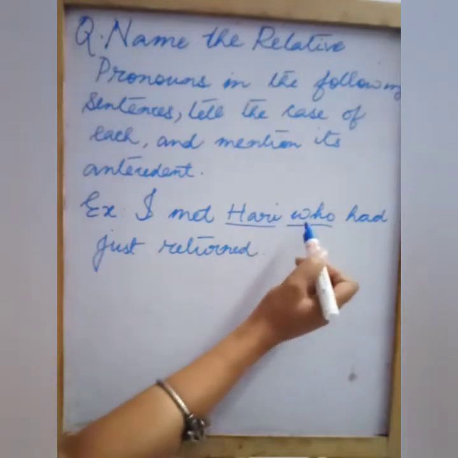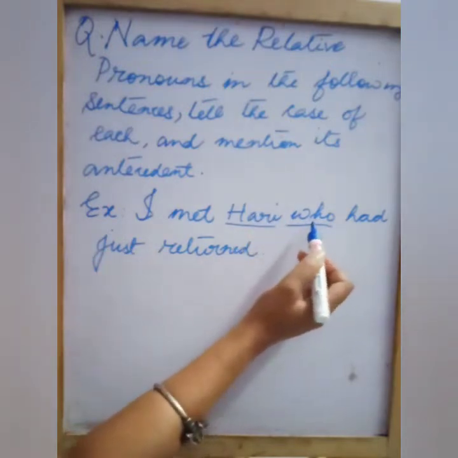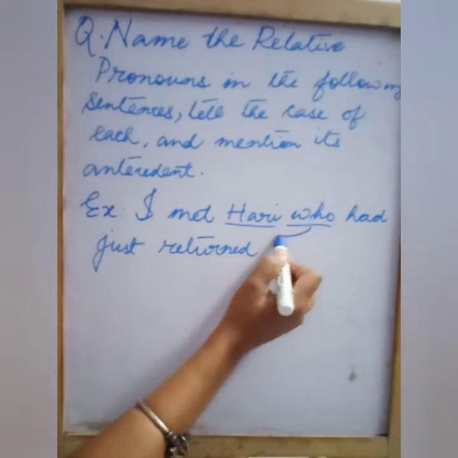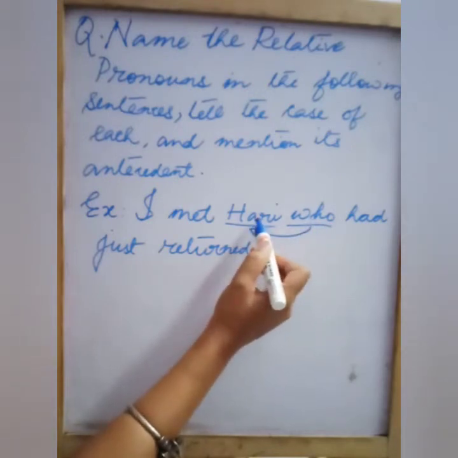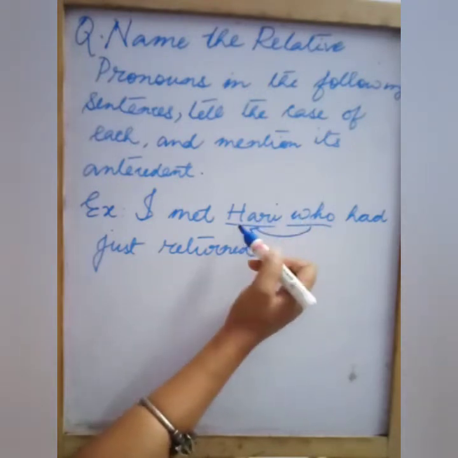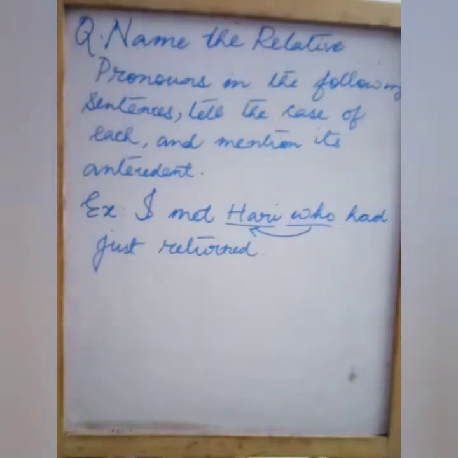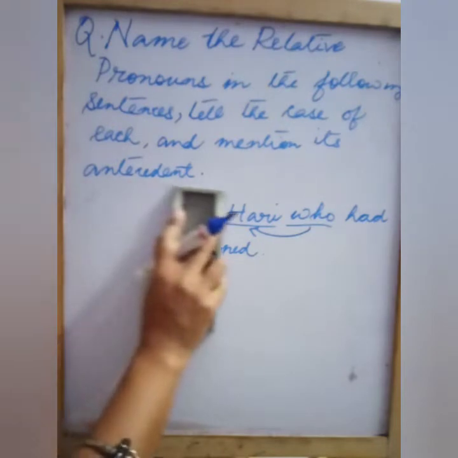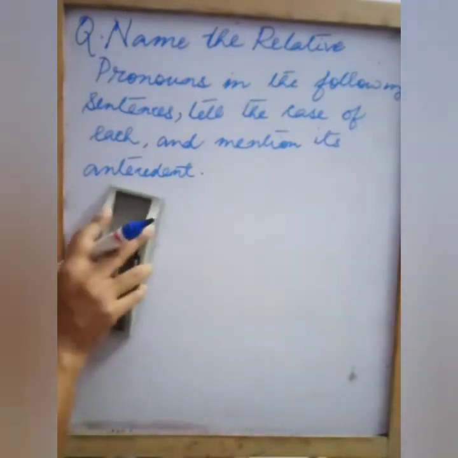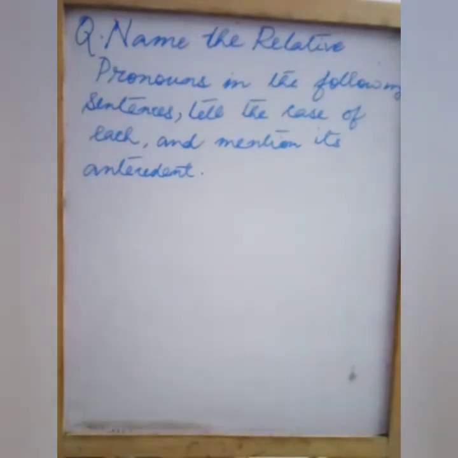And what is the antecedent? Remember I had told you that the antecedent to this pronoun is the noun. This noun is the antecedent because it is coming before. Antecedent means coming before the pronoun. Right? Now we will go to the exercise. In this exercise what will we do? We will name the relative pronoun. Fine. Then we will name the antecedent noun, as well as find out the case of the sentence.